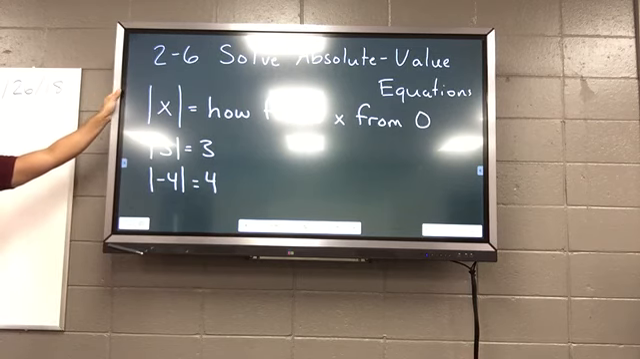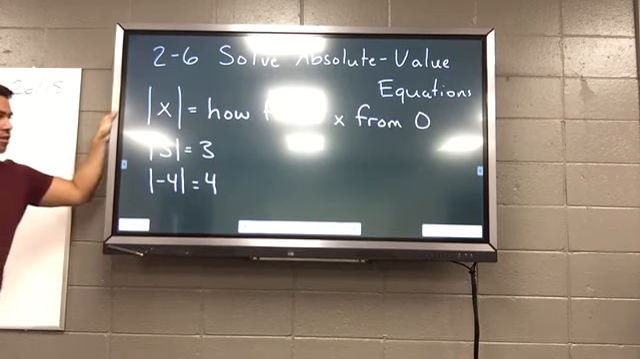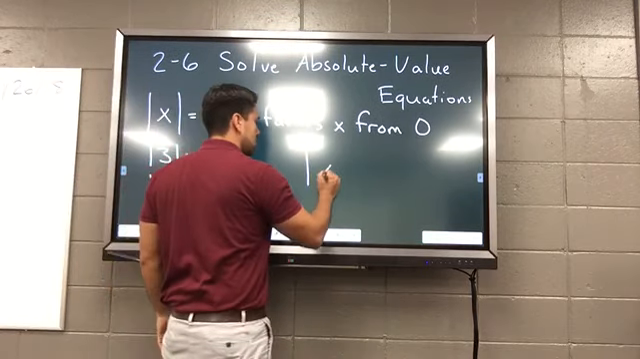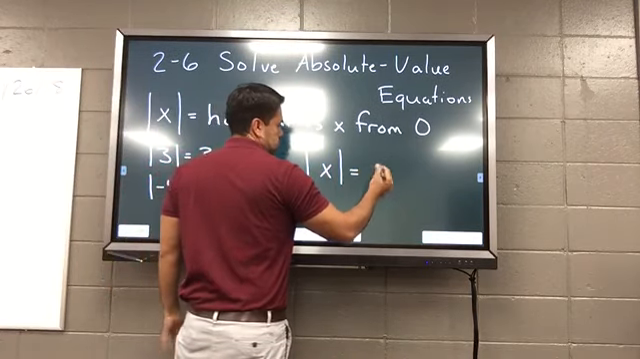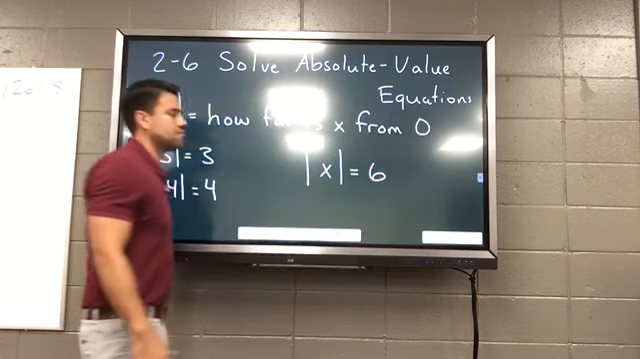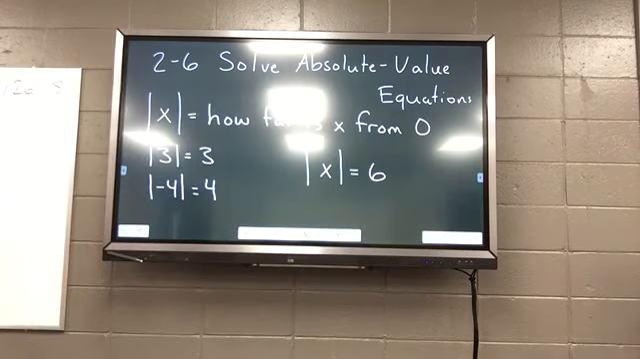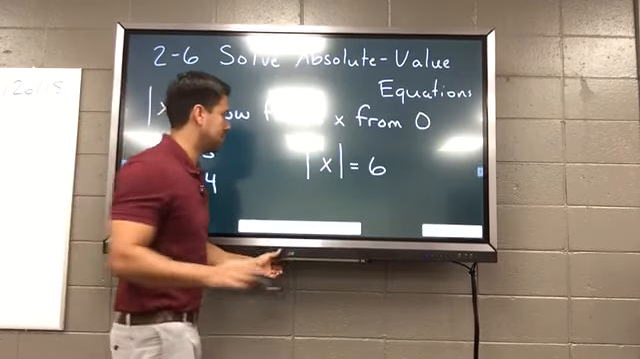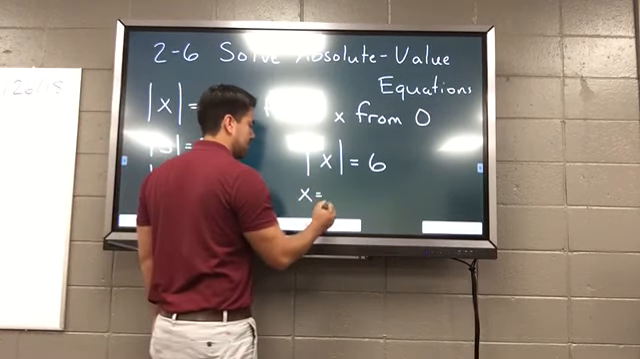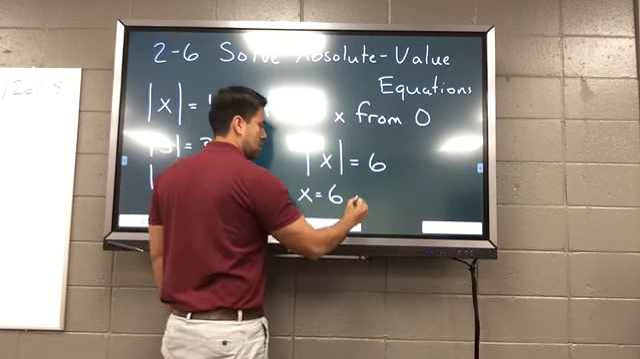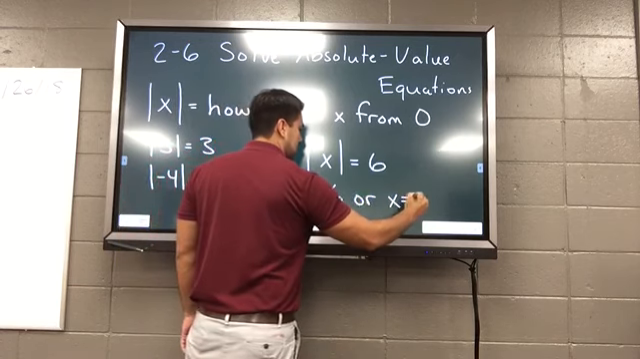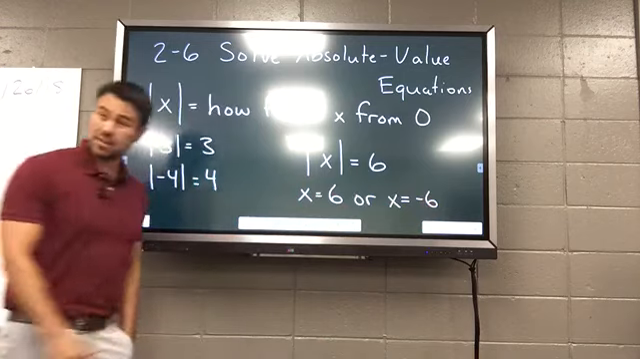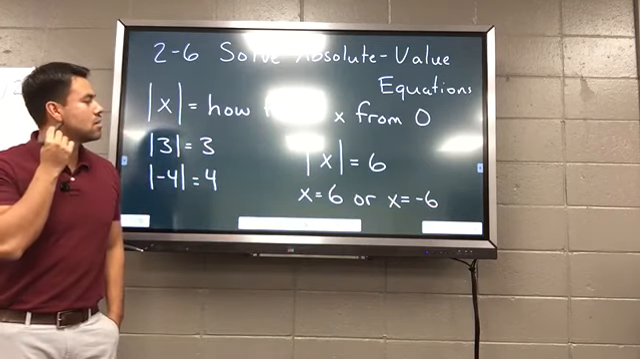Now, let me give you a simple equation here, see if you can figure it out. The absolute value of x is equal to 6. I want you to tell me what x equals. Michael? It can equal 2 things. X can equal 6 or negative 6. You mean two different values?